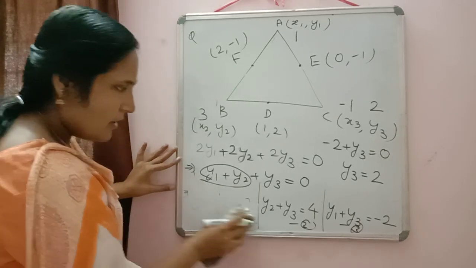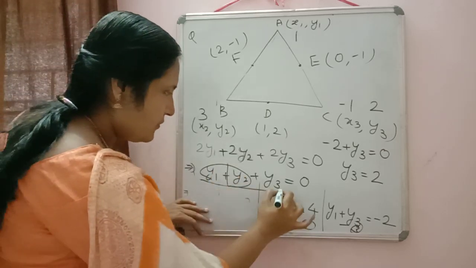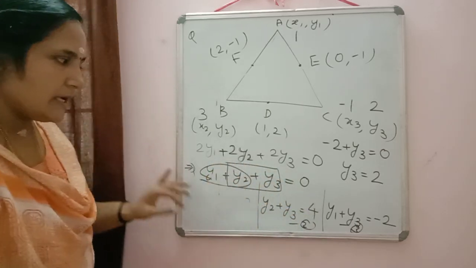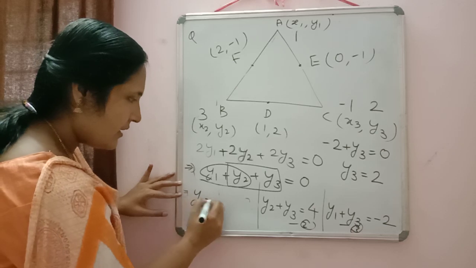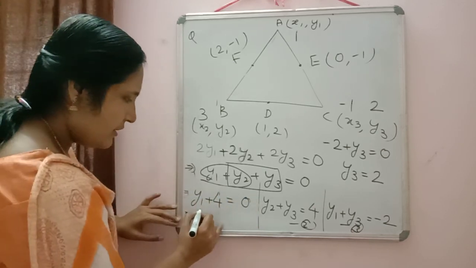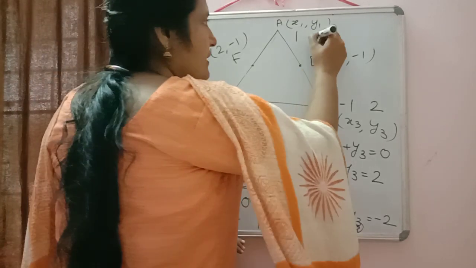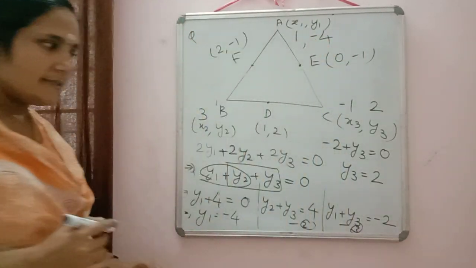Now next one, y2 plus y3 is equal to 4. So we will get y1 plus 4 is equal to 0. Then y1 will be equal to minus 4. y1 is equal to minus 4.